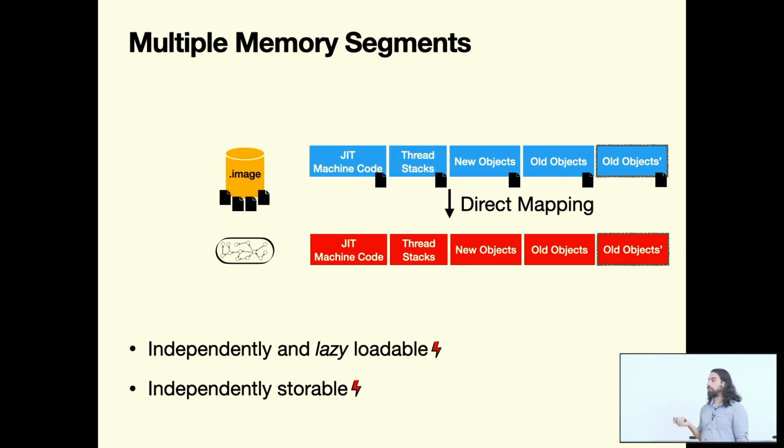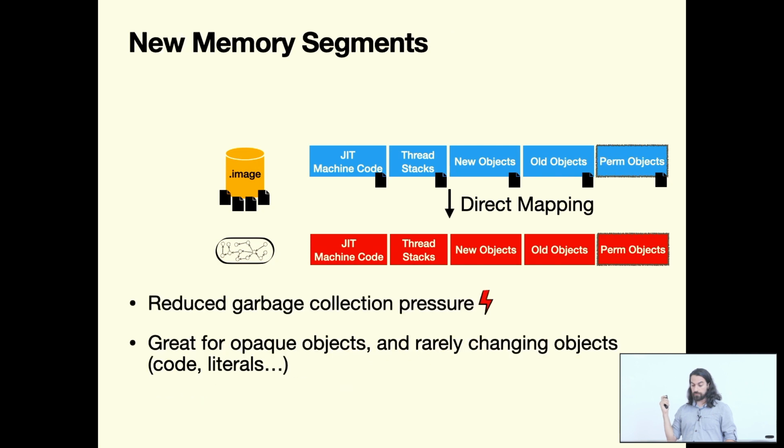This kind of architecture will allow us also to have different segments, or new segments. So for example, to split the old space into separate segments that can be stored and loaded separately and independently. And one of the other things is that, for example, one of the projects that we're working on is to have a separate space of permanent objects or semi-permanent objects. The idea is that we have a lot of objects that don't move a lot. So I will go into details now in one minute.